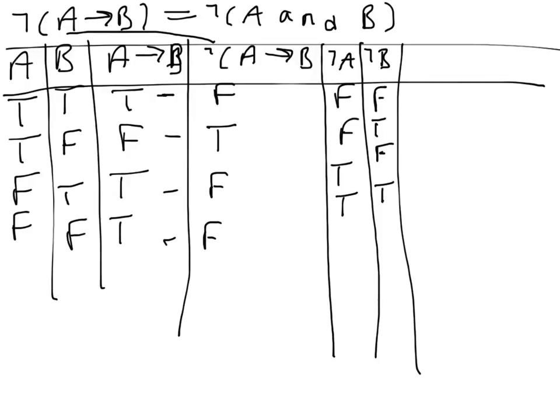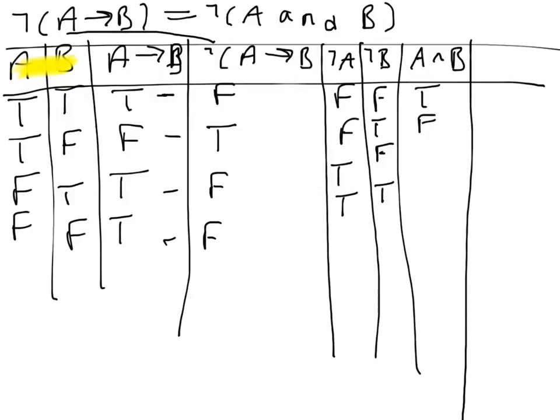Next we're going to find A and B. A and B is true only when they're both true. So when A is true and B is true, that's true. When A is true and B is false, that's false. When A is false and B is true, that's false. When A is false and B is false, that's false.